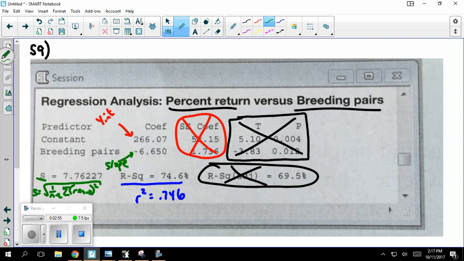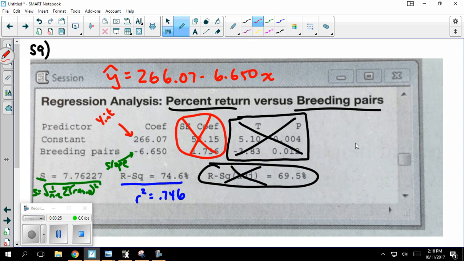So now my equation then is going to be y hat equals 266.07 minus 6.650x, where x is the breeding pairs and y is the percent return. And then the questions go through in this particular problem asking you to interpret S, which I just did, asking you to, I think, use this equation to make a prediction. Okay, we should be able to handle that.